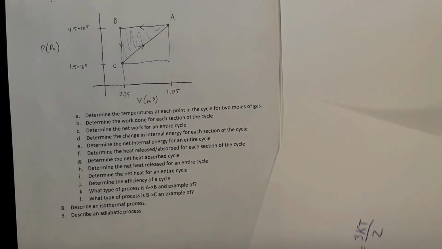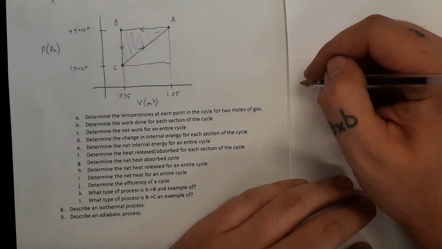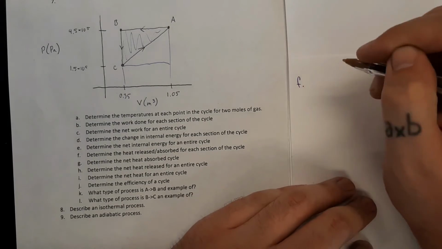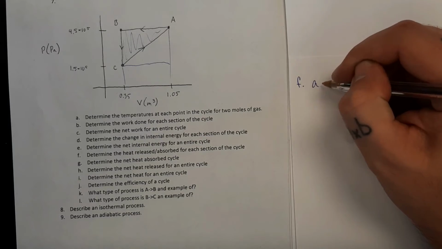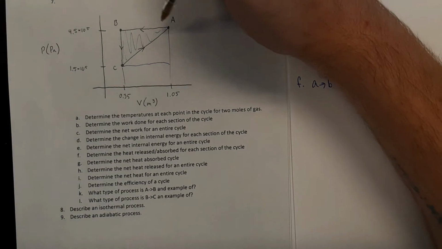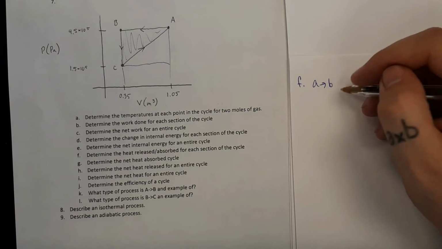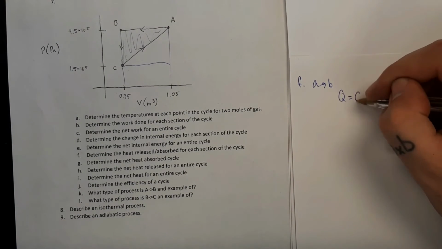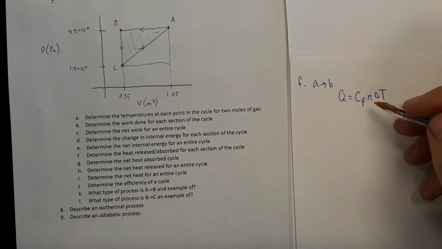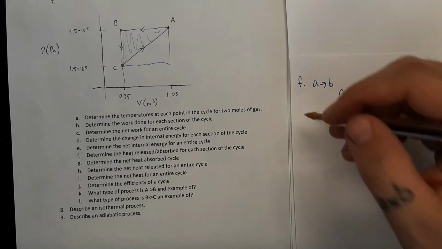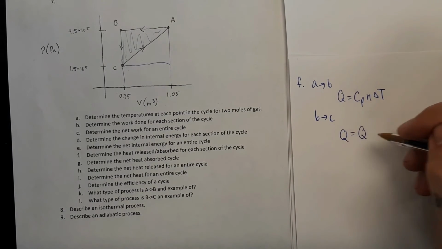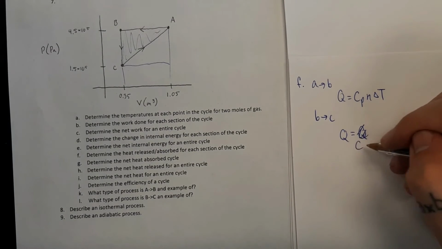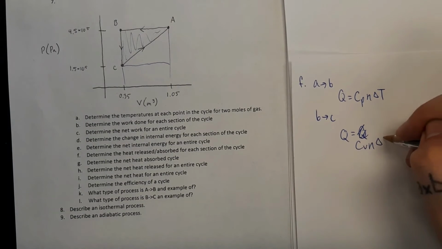Now F, determine the heat released or absorbed for each section of the cycle. Depending on which type of process we're looking at, we're going to have to think about this in different ways. Going from A to B, that is a constant pressure, which means you can find this using CP and delta T. You can only use a CP thing when you've got a constant pressure. Going from B to C, you've now got a constant volume. So Q equals CV and delta T.